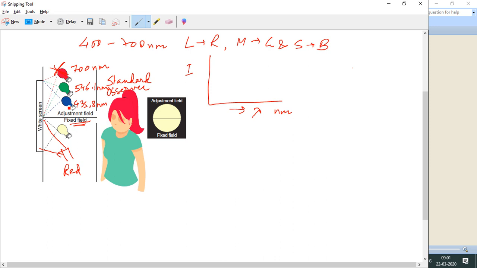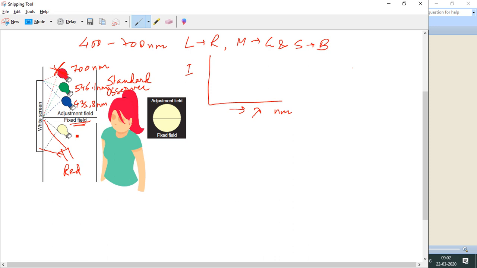I mean, what was the necessity to remove the red light from the adjustment field and add it into the fixed field? The reason behind it is, obviously, common sense. Definitely there were colors which could not be matched using red, green and blue light. So as a method to trick the system, the red light was brought from the adjustment field and added to the fixed field, so that the standard observer could match the light portrayed in the fixed field using green and blue light present in the adjustment field. So this is how it was done.